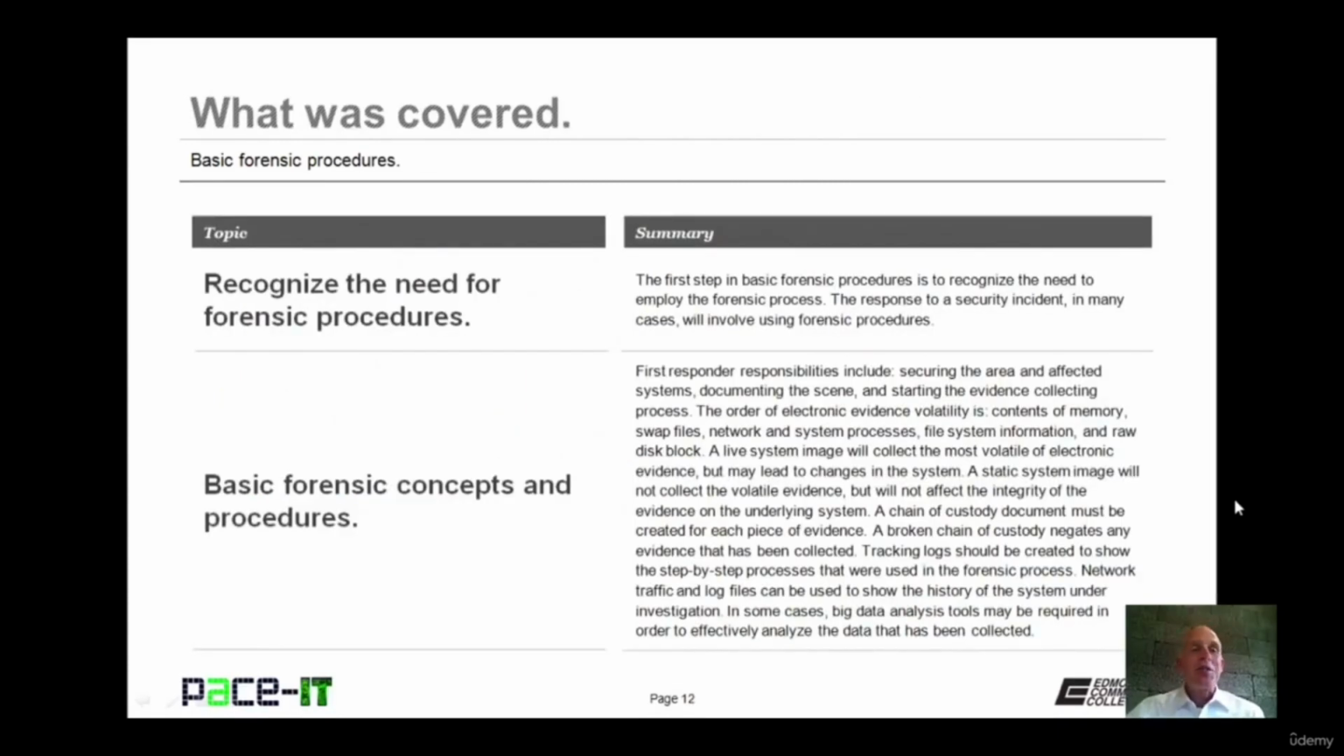Now that concludes this session on basic forensic procedures. I began by discussing how to recognize the need for forensic procedures, and then I concluded with a brief discussion on basic forensic concepts and procedures.